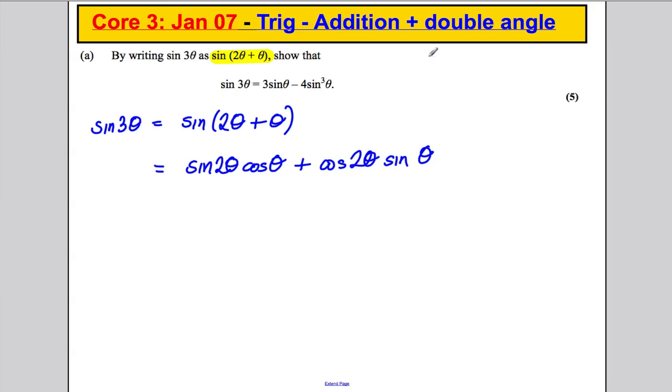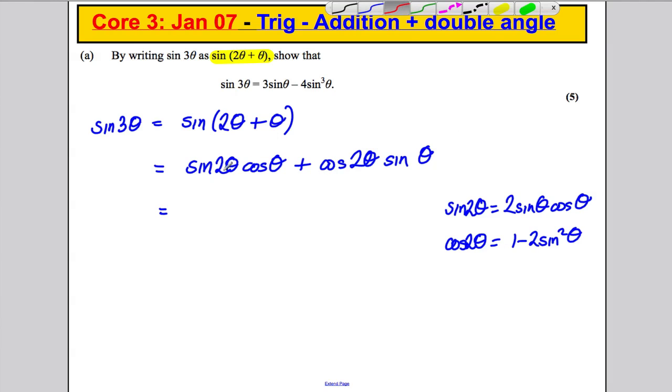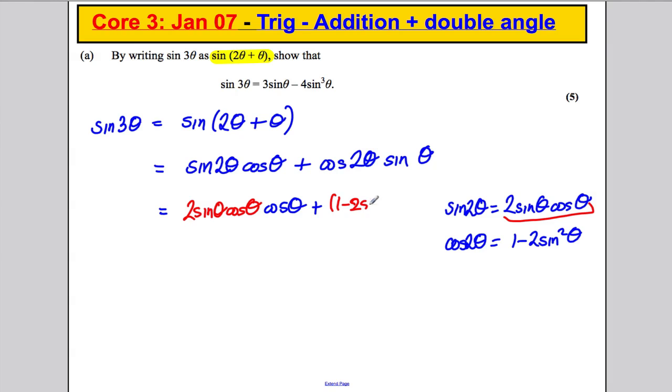Okay, but you should also know that sine 2 theta is 2 sine theta cos theta. You know your final answer is just going to have sines in it, so you should also use the fact that cos 2 theta is 1 minus 2 sine squared theta. You should know those. So substituting in for sine 2 theta as this, I would have 2 sine theta cos theta, and then I would have my cos theta here, plus subbing in for this, I would have 1 minus 2 sine squared theta multiplied by sine theta.